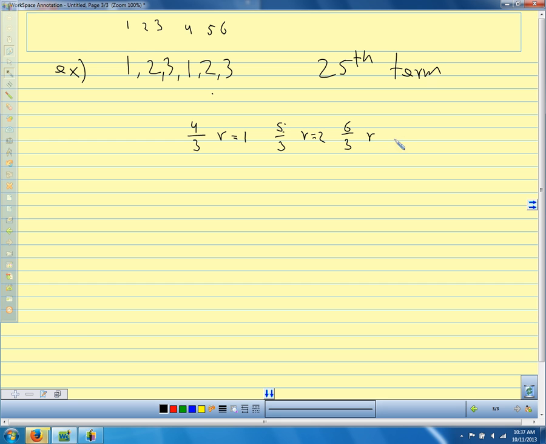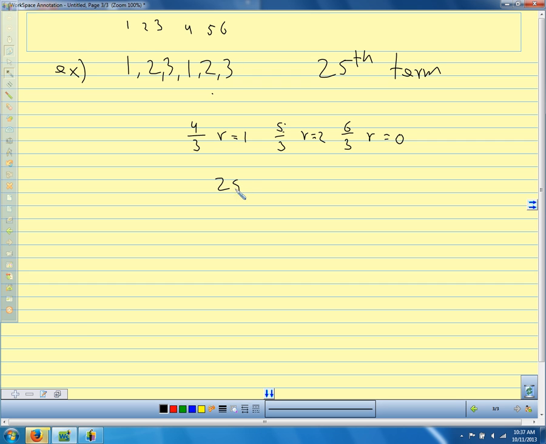It goes in evenly, so our remainder is 0. So I can divide 25 by 3. If the remainder is 1, my number is going to be 1. If my remainder is 2, my number is going to be 2. And if my remainder is 0, the number is going to be 3.